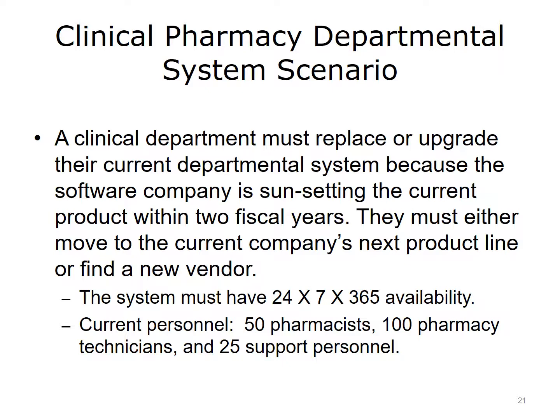A clinical department must replace or upgrade their current departmental system because the software company is sunsetting the current product within 2 fiscal years. They must either move to the current company's next product line or find a new vendor. The system must have 24/7 365 availability. Current personnel: 50 pharmacists, 100 pharmacy technicians, and 25 support personnel.